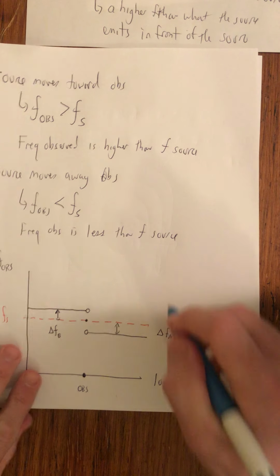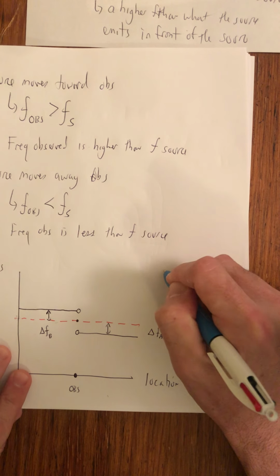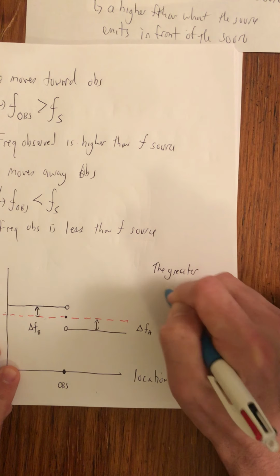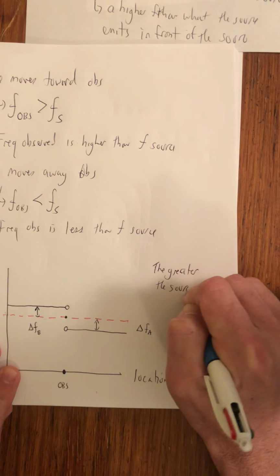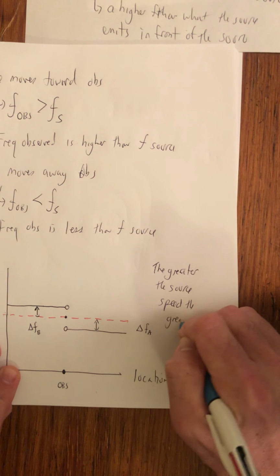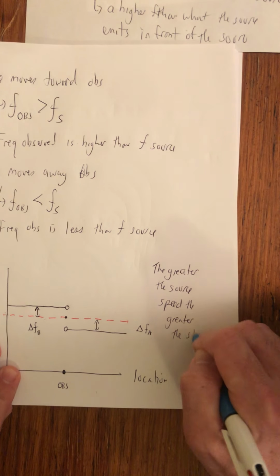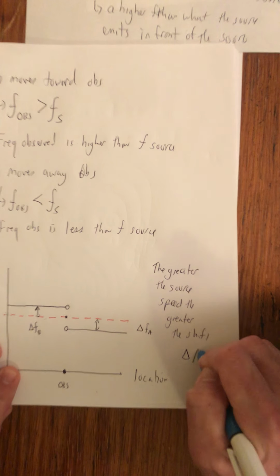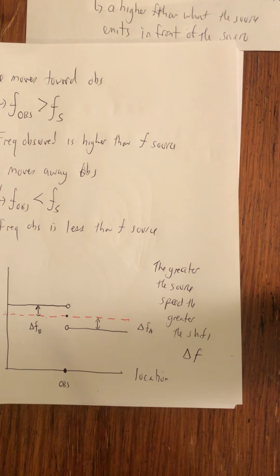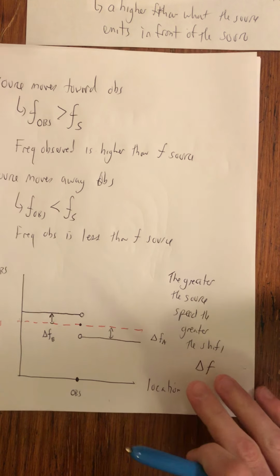Now, one thing that we saw here is that the greater the source speed, the greater the shift, right? Both of these delta Fs would be larger if the source was moving quicker, okay?